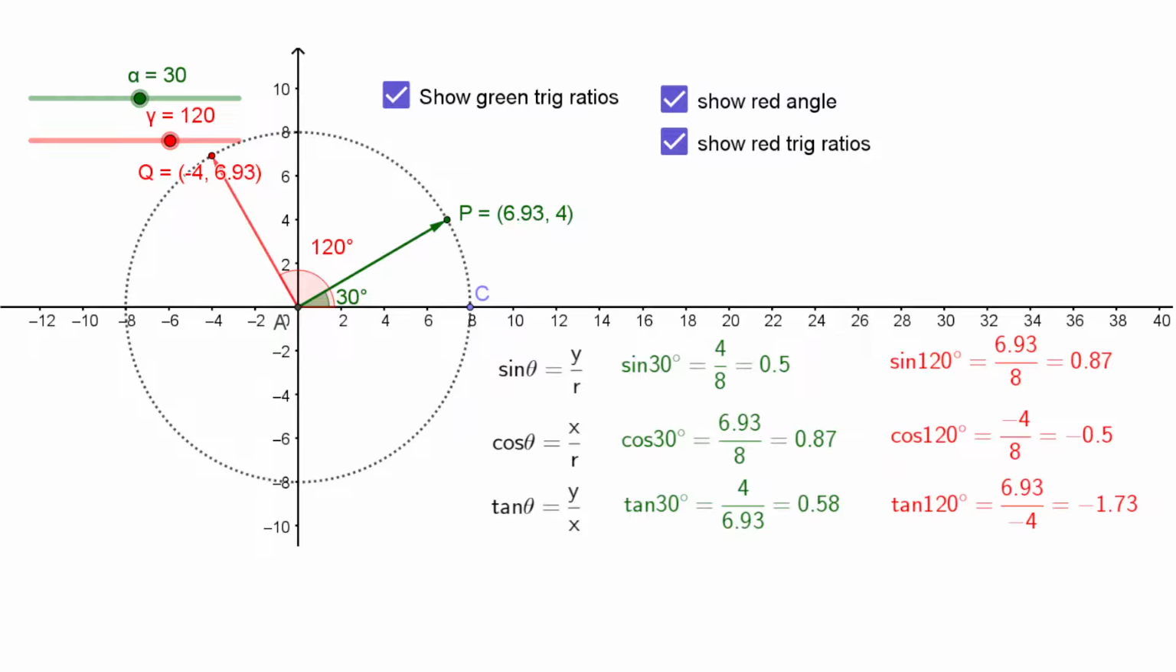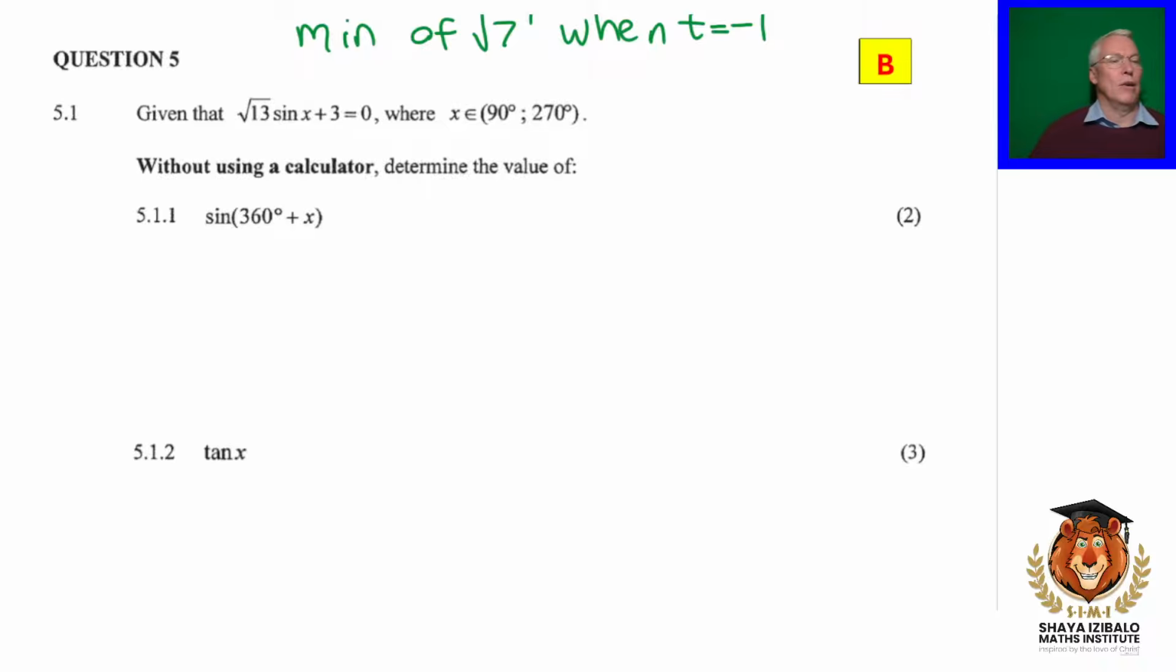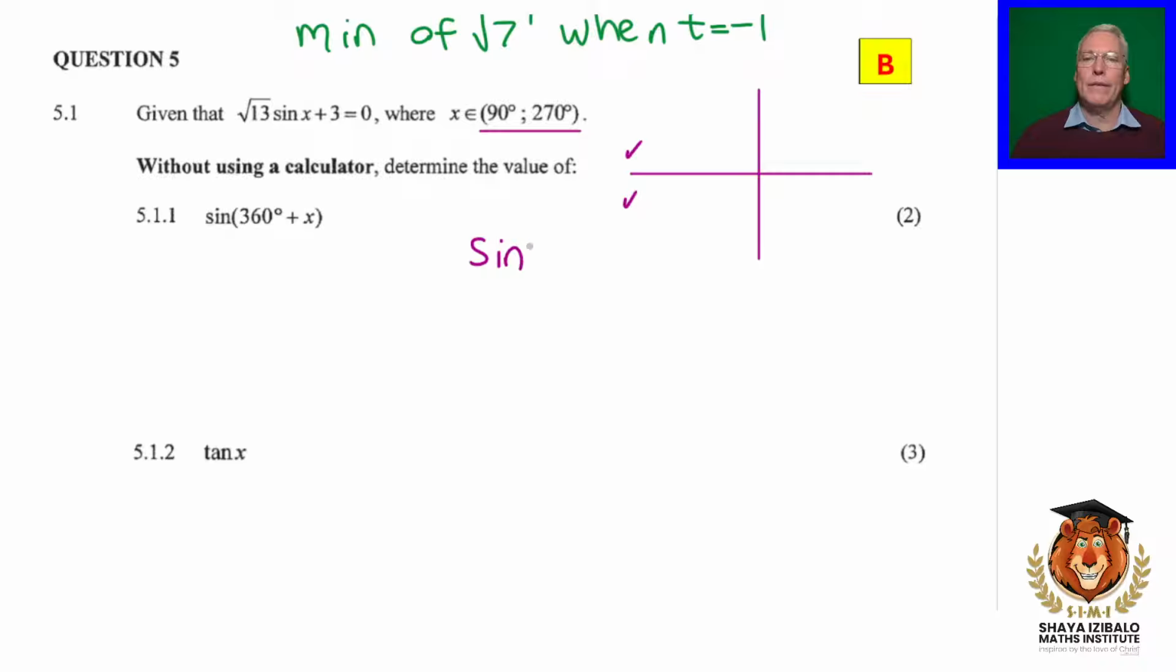Let's dive in and look at the questions that we're going to answer here. We are told that we are between 90 and 270, so we are in either quadrant 2 or quadrant 3. We also know that root 13 sine x plus 3 equals 0. If we solve that equation, sine x is negative 3 over root 13. Which quadrant must we be in? If we are in either quadrant 2 or 3, but sine is negative, we are definitely in quadrant 3.